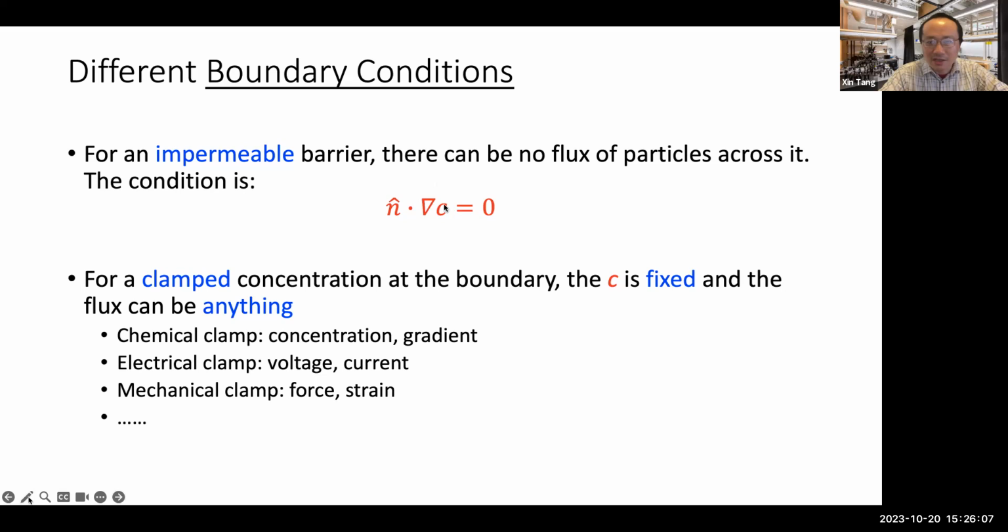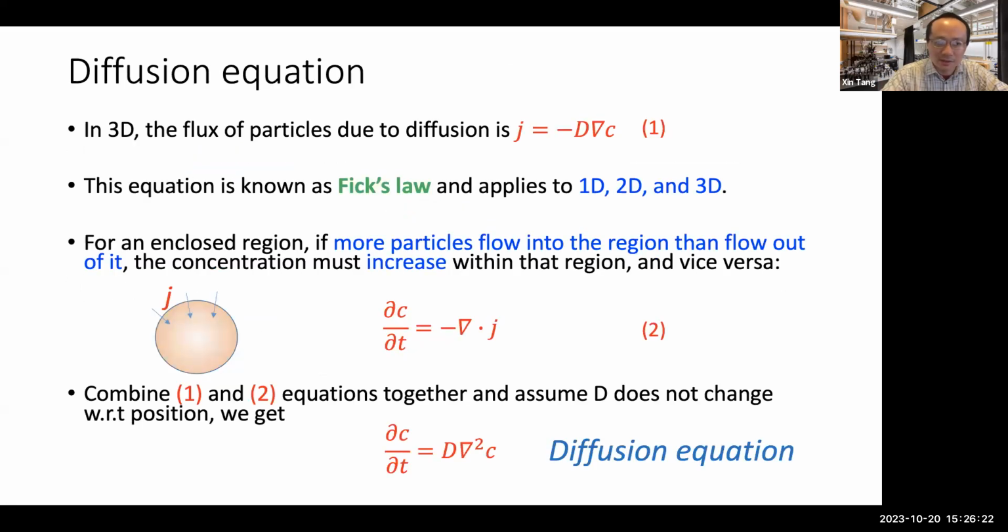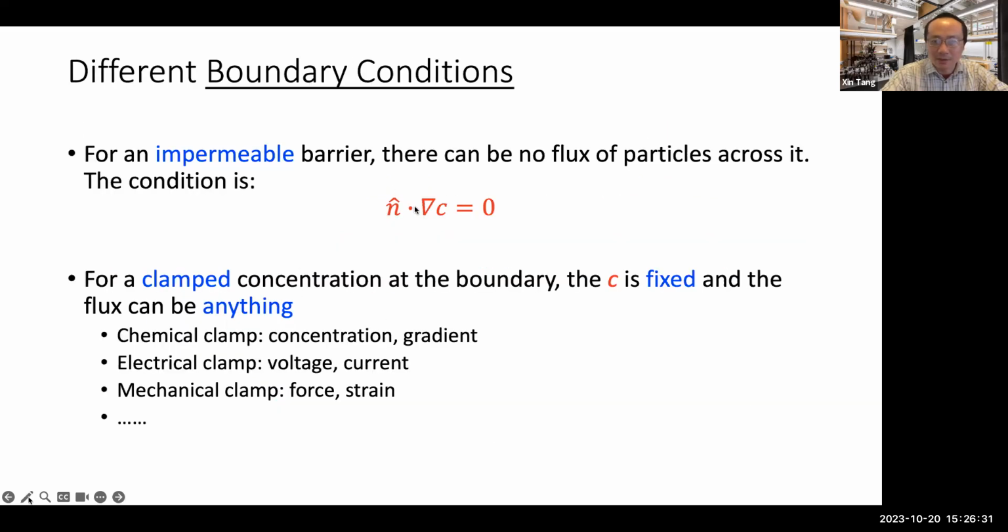Then we can write the boundary condition as n dot gradient c equals 0. This n is the normal vector on that surface, a unit vector perpendicular to the surface. So that dot product with the gradient of c equals 0, meaning that element cannot go through the surface. This happens a lot.